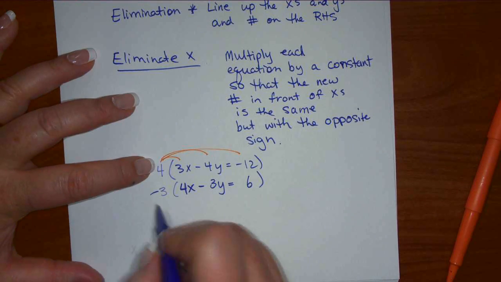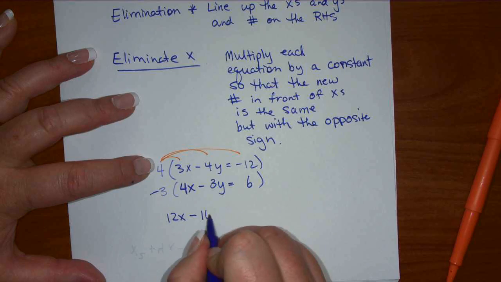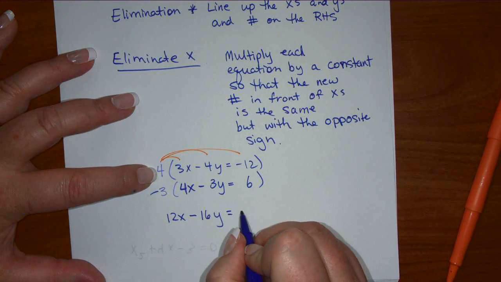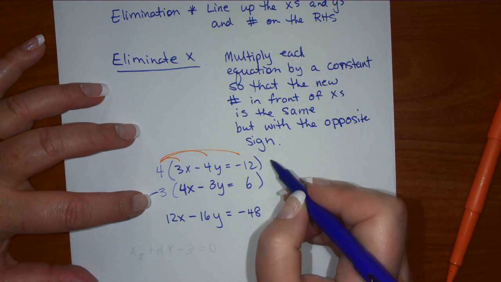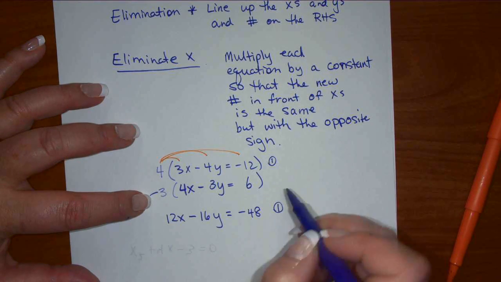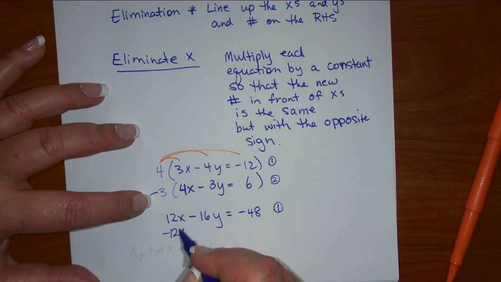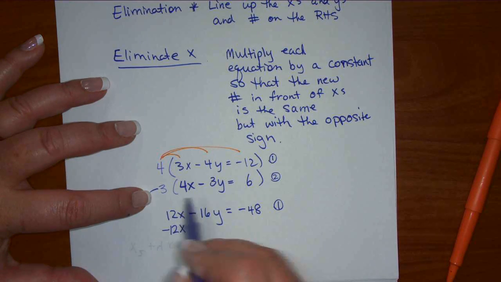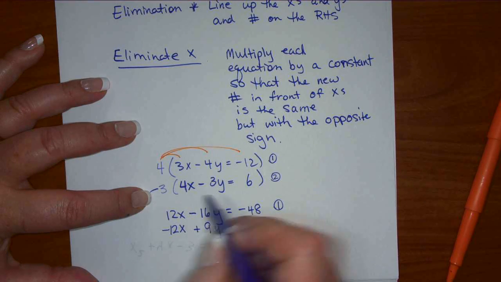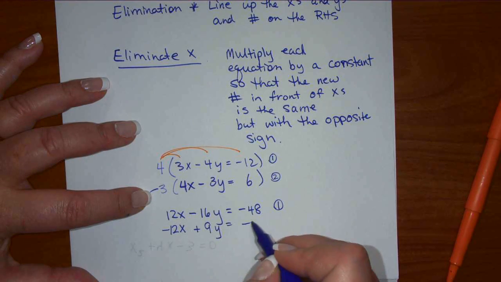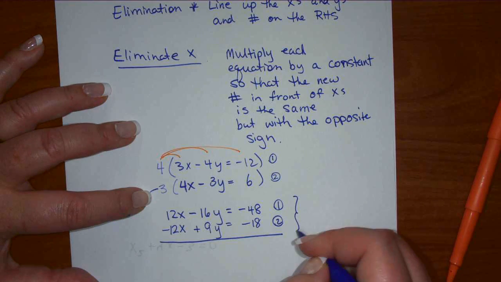So we would have 12x, 4 times 4, 16y, 4 times 12, 48. That's the first equation. The second equation: minus 3 times 4 is minus 12. Negative 3 times negative 3, plus 9. Negative 3 times 6, negative 18. Then we add them together.